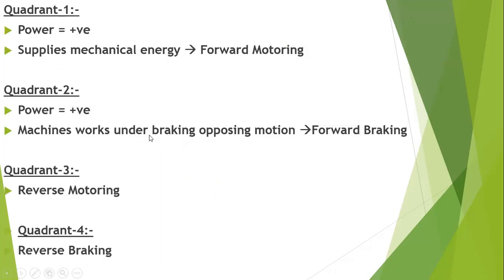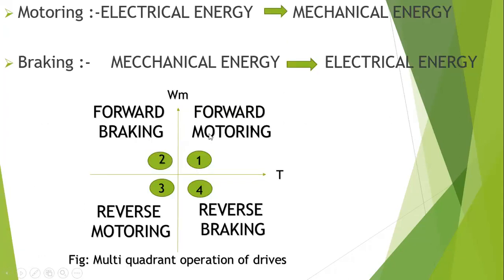Okay, so you will see the explanations in each one. Quadrant 1. Suppose if you take the quadrant 1, the developed power is positive. So the drive in this quadrant will be a motor which is supplying mechanical energy. So supplying mechanical energy means it is motoring. So that's why motoring.